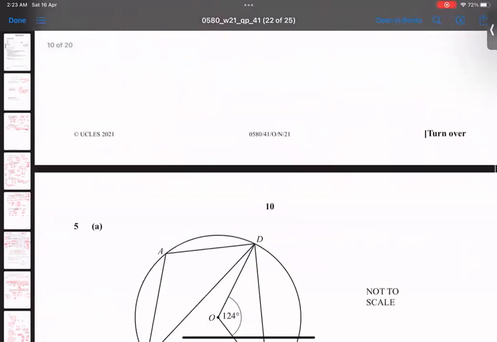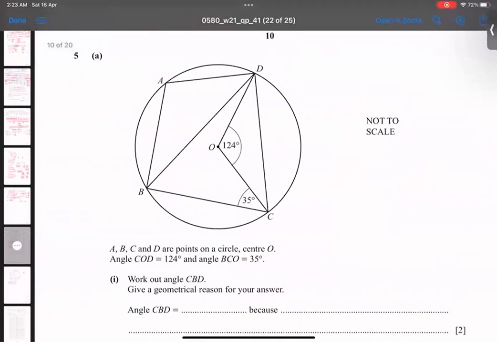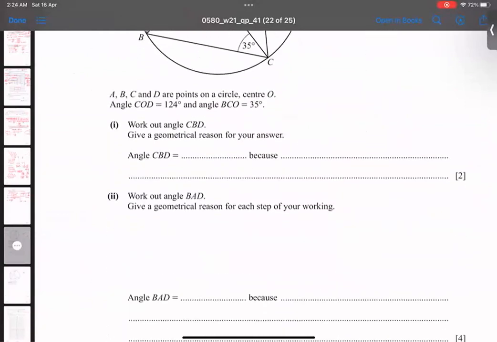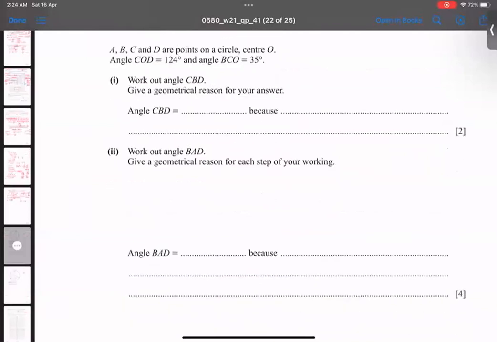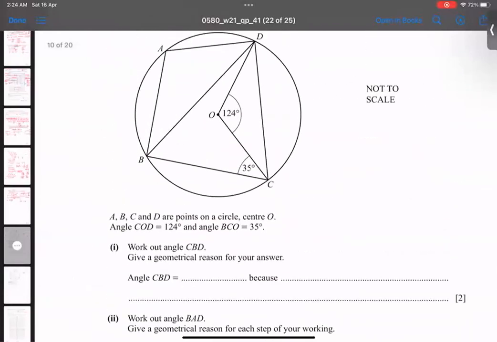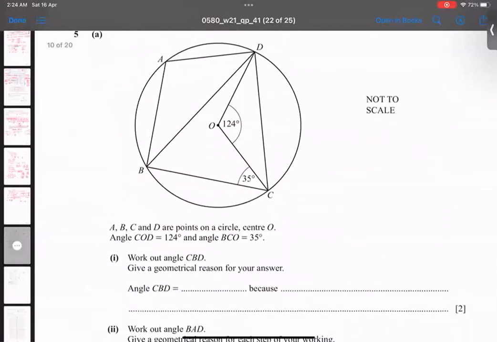Let's talk about the next question. The next question is on the circles topic. In the circles topic, he's asking for reasons also. And what questions is he asking us? Two questions and we have reasons. Okay, let me check. Yes, this one. So how do we do this first part? Bismillah ar-Rahman ar-Rahim. And he's asking for CBD. Where is CBD? C, B, and D. So this is the angle he's asking for.